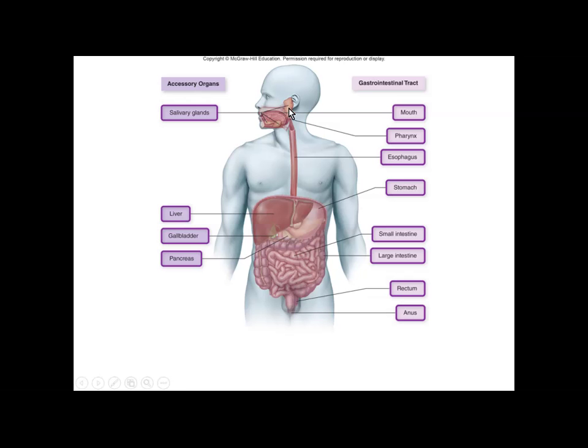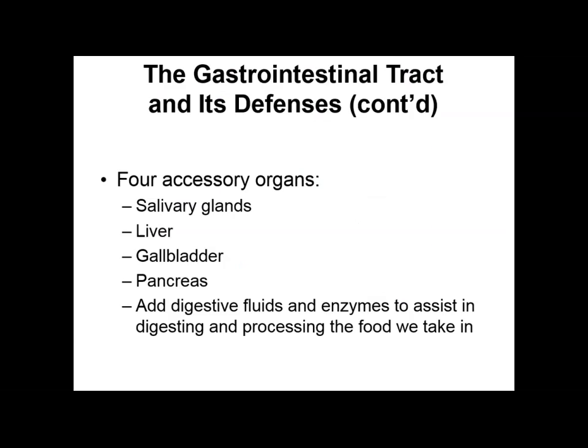We also have some accessory organs within our digestive system. We have the salivary glands, the liver, the pancreas, and the gallbladder. The accessory organs are notable in that they do not have food traveling through them, but they make secretions that help us process the food. So we have our salivary glands, liver, gallbladder, pancreas. They add digestive fluids.